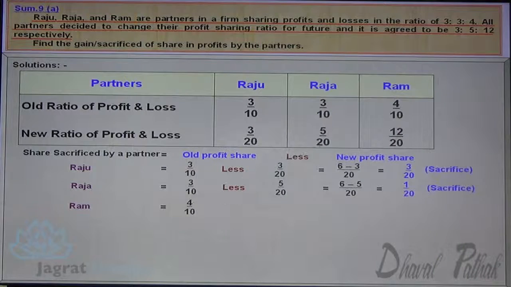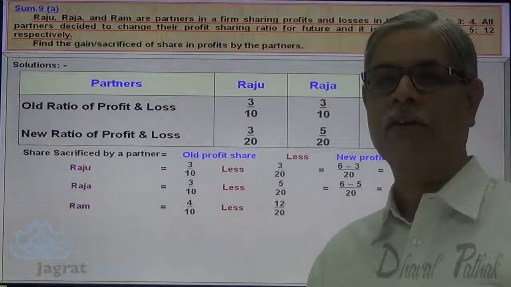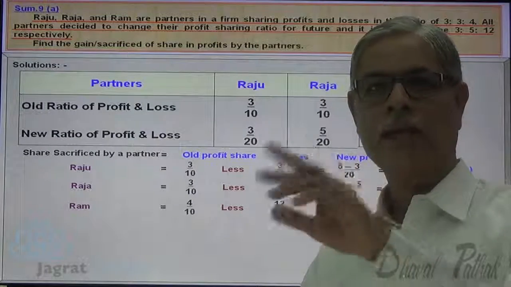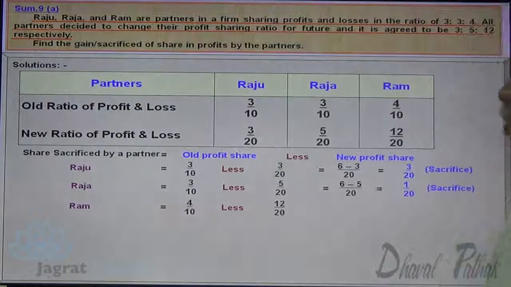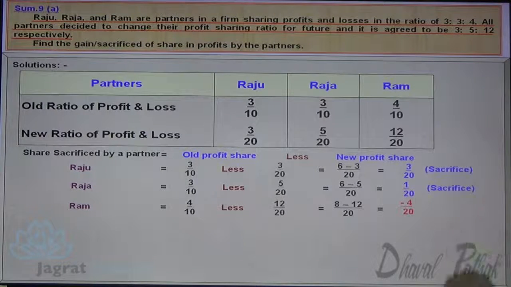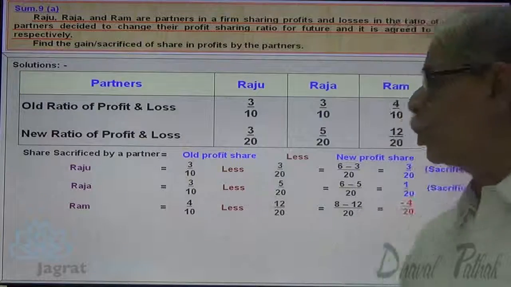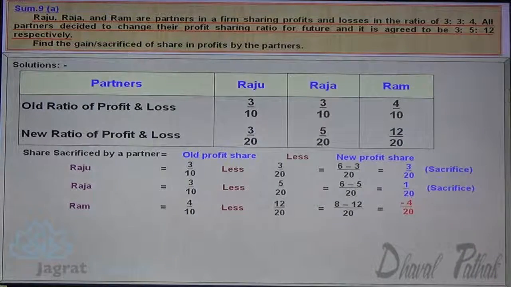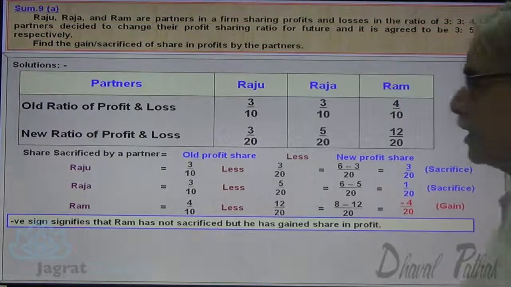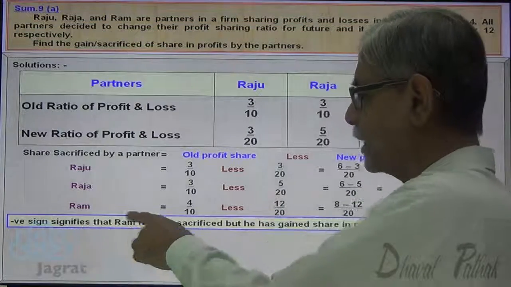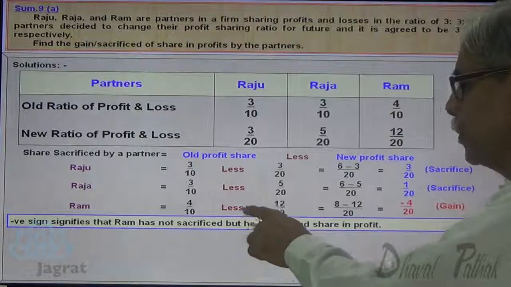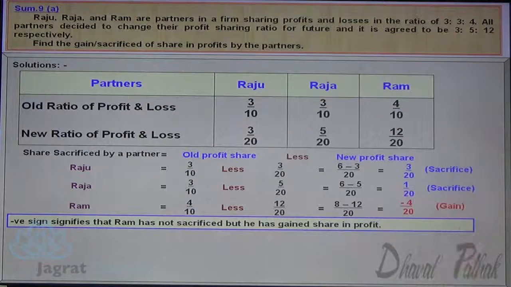Now I have to work out for Ram. Old share 4/10, new share 12/20. 4/10 means 8/20. So 8 minus 12, minus 4/20. Negative sacrifice means gain. So here Ram has gained. What's the observation? The negative side signifies that Ram has not sacrificed, but he has gained share in profit.